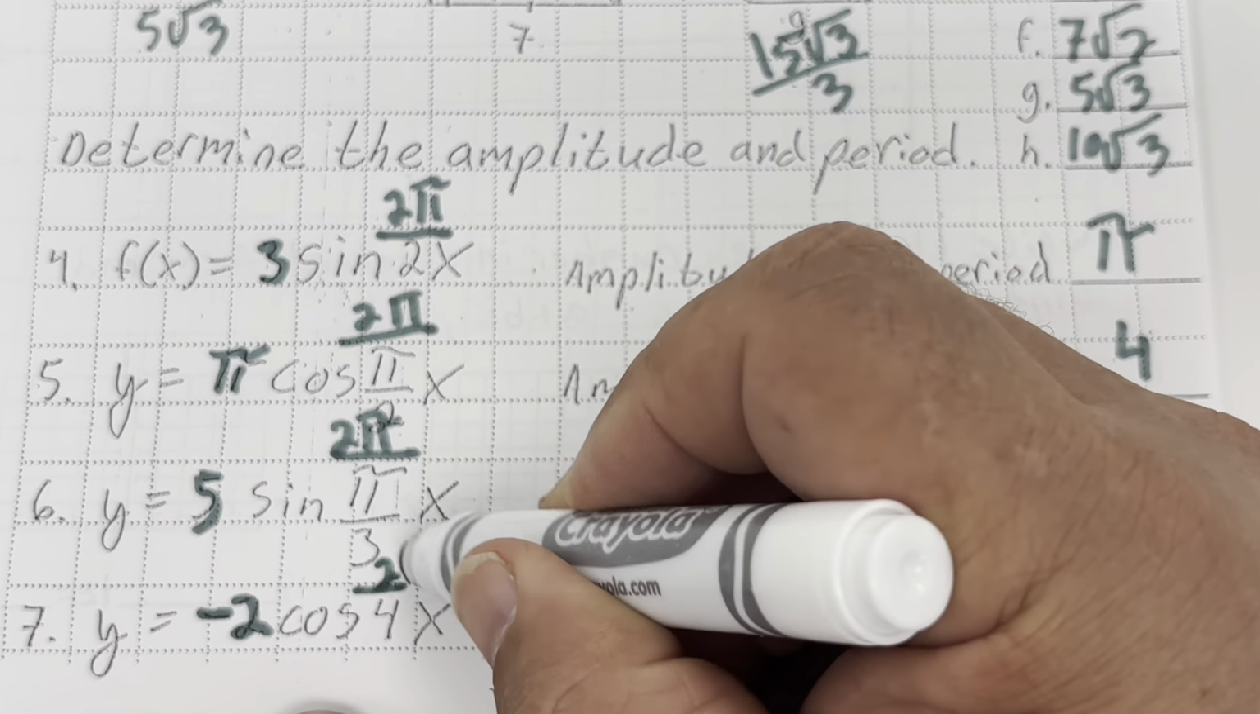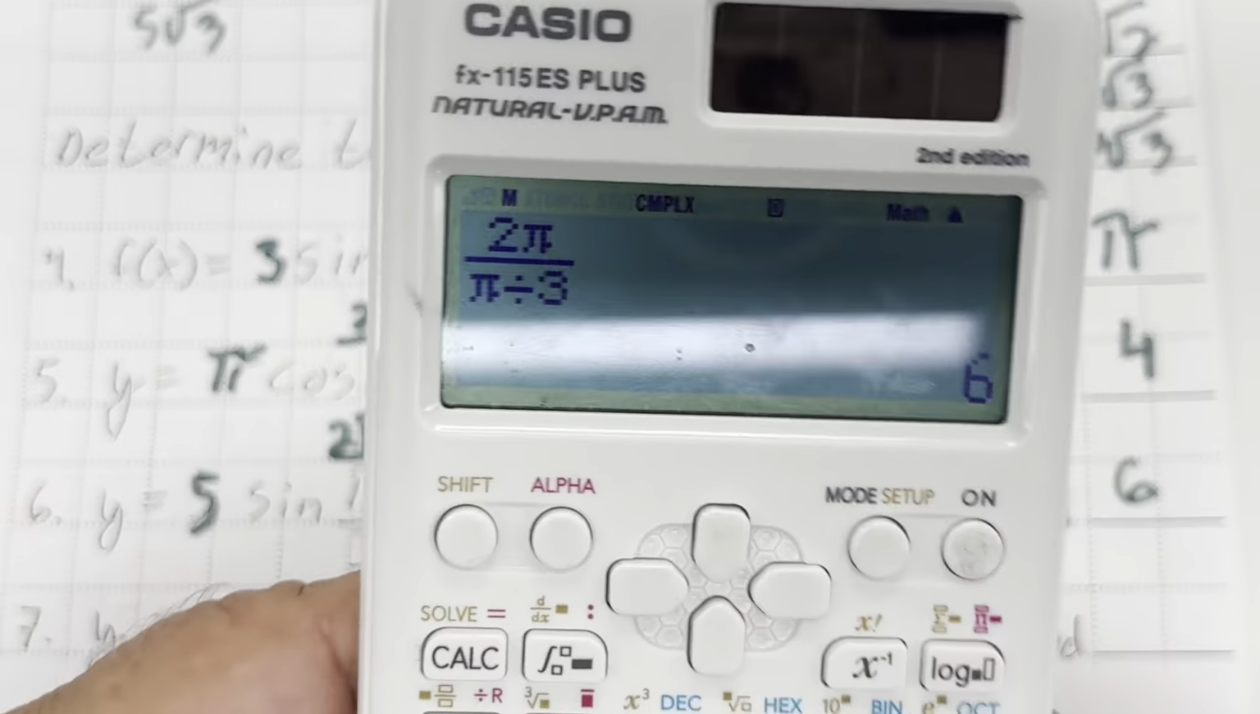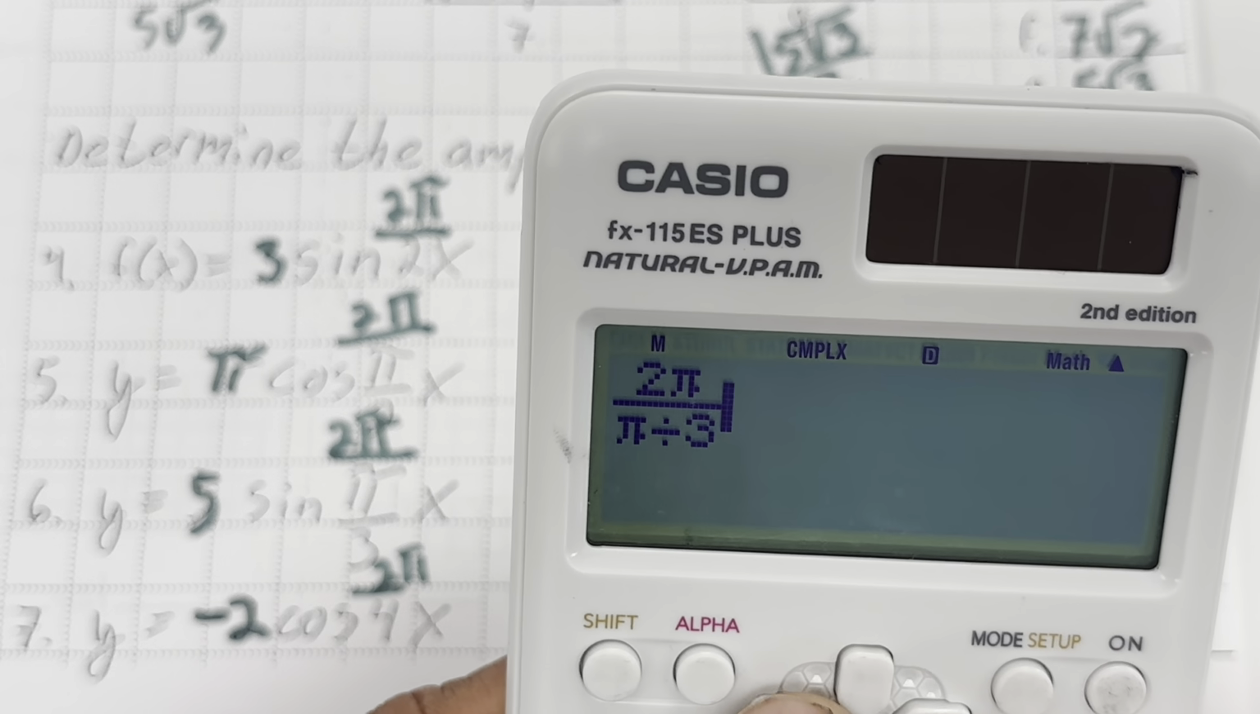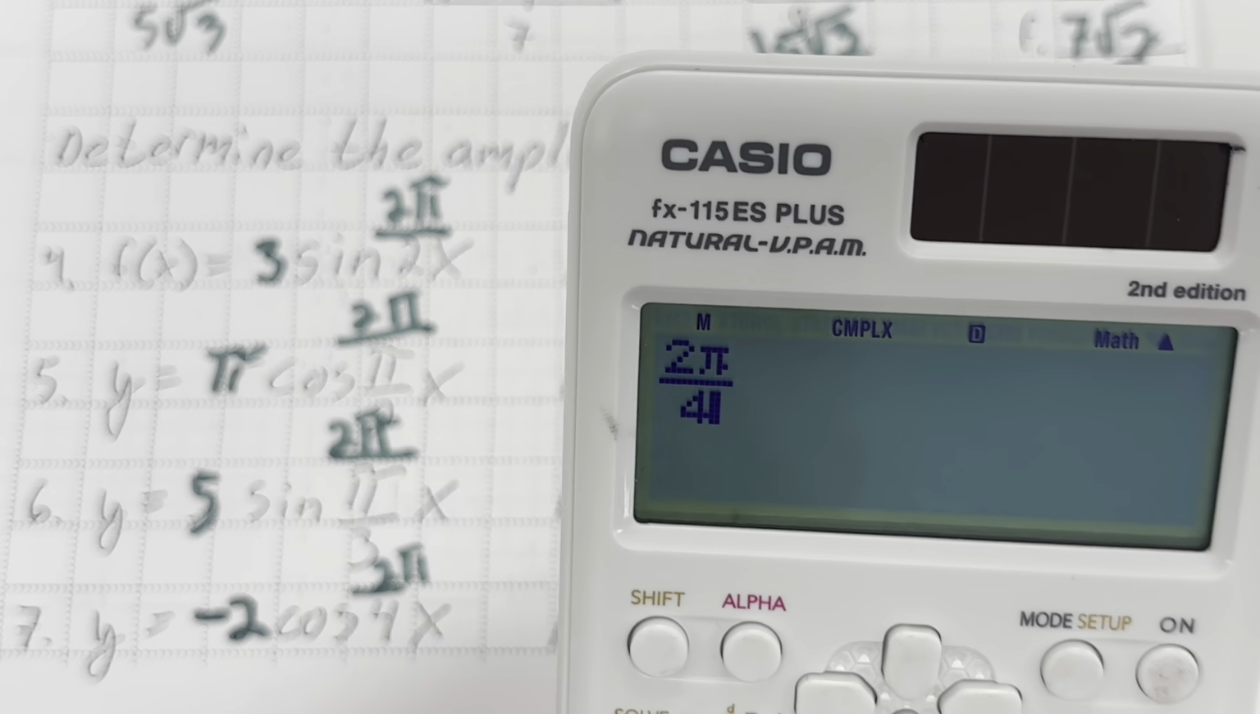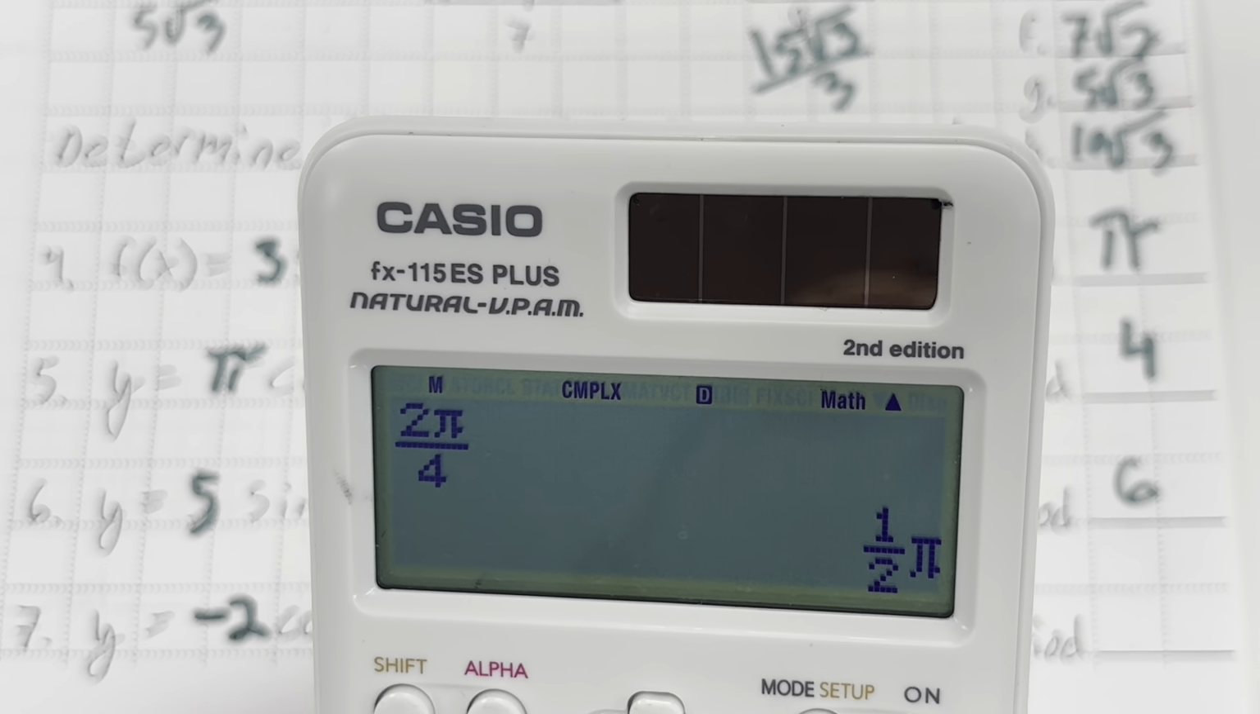2 pi divided by 4, we'll let the calculator simplify it. So I'm going to back arrow and delete the bottom. And we're going to put 2 pi divided by 4 in there. And that's going to give us pi over 2.